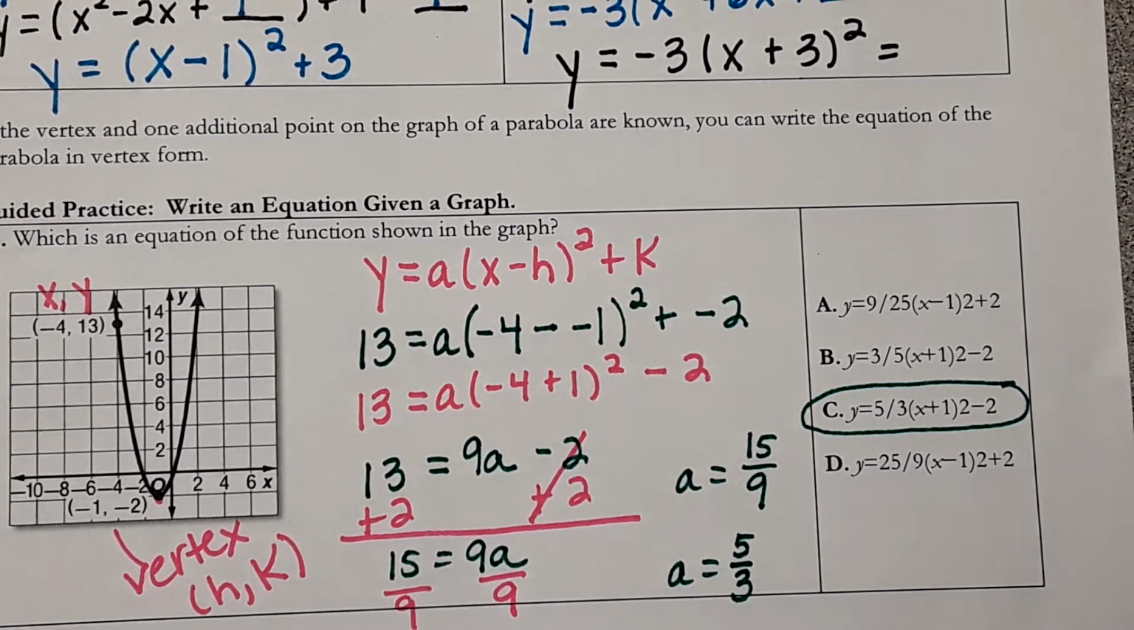Again, you guys, just so you know, A tells us how wide the parabola is going to be, if it's going to be narrower or wider. If it's greater than 1, it will be narrower. If it's less than 1 but greater than 0, it will be wider.